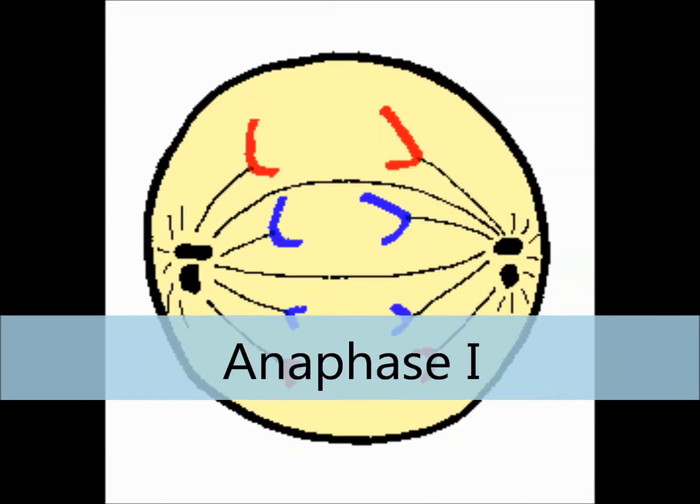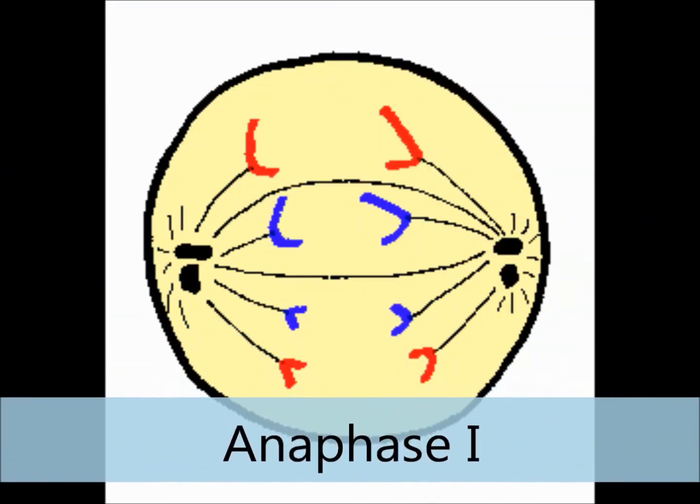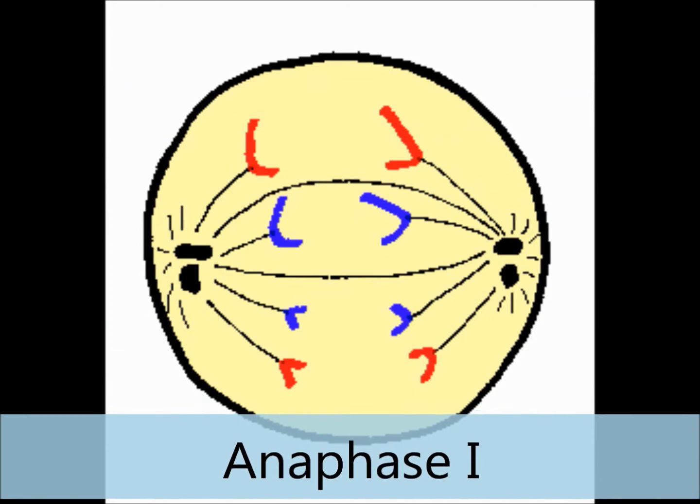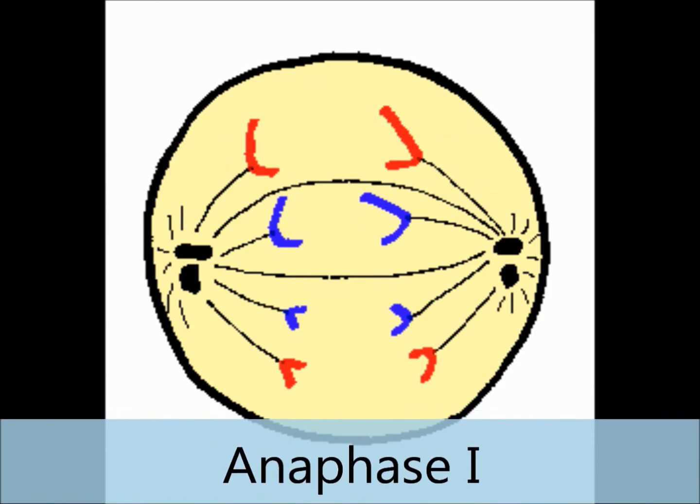The fourth step of meiosis is anaphase. During anaphase, it starts with chromosomes moving towards the two poles. Sister chromosomes remain attached, and only the tetrads split up. Because of this, you still see doubled chromosomes moving toward each spindle pole.